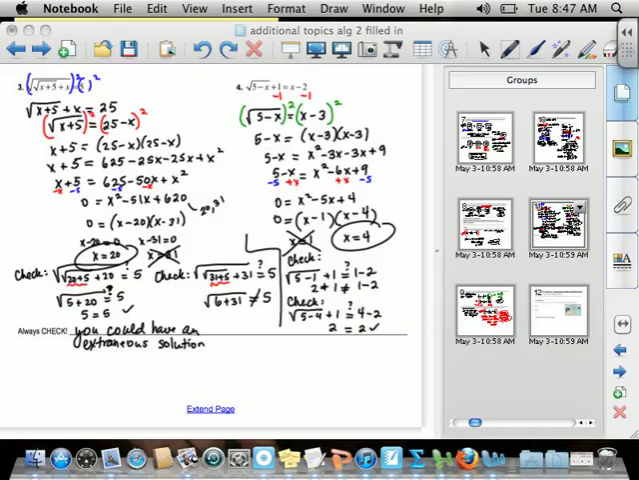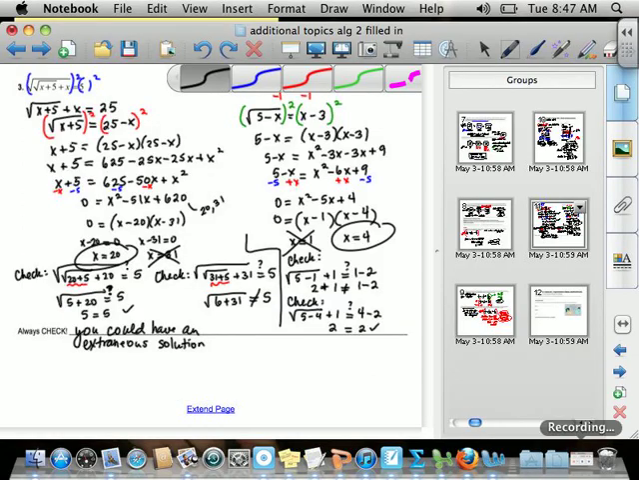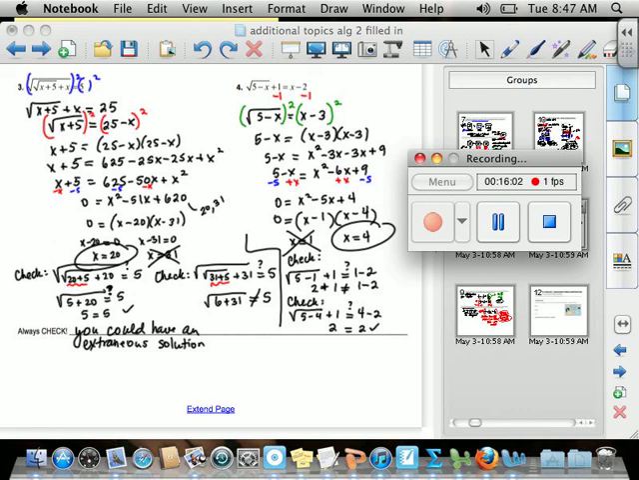All right, so that's additional topic number 2. Pretty easy, not too bad. Some of you guys still have trouble with factoring, so if you're having trouble, let me know.